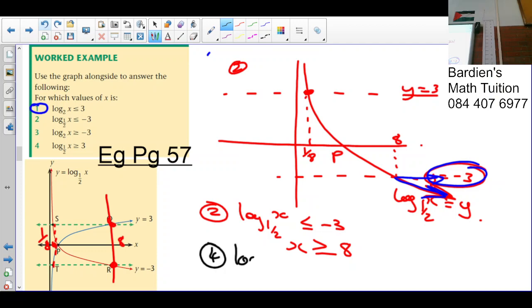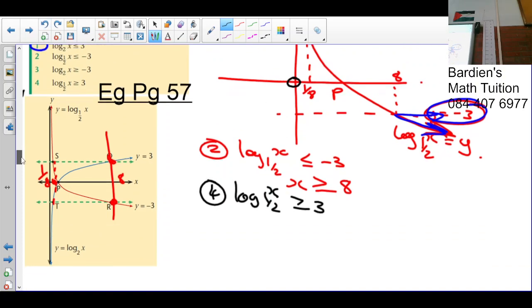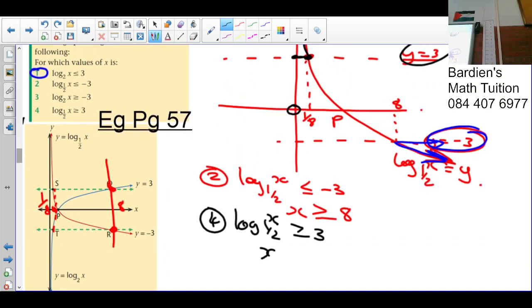Where's log x base half greater or equal to 3? So there's your 3. It is more than or equal to, so is it above or below? Above. So it's from there all the way to that point. What is your x value here? 0. And this x value here? 1 over 8. Is that continuous or break-in solution? It's continuous. It must be together. So x is greater than 0 but less than 1 over 8.